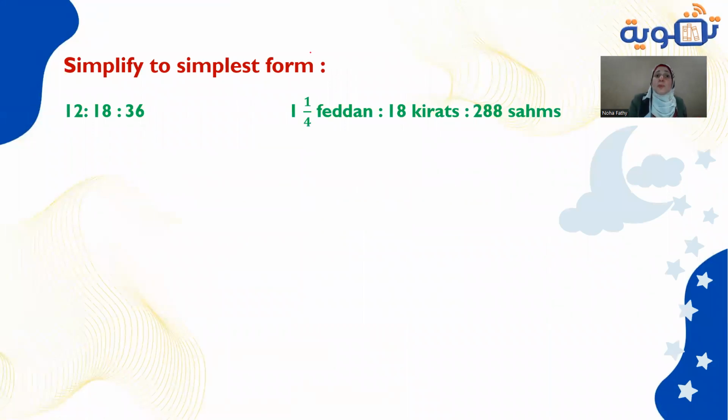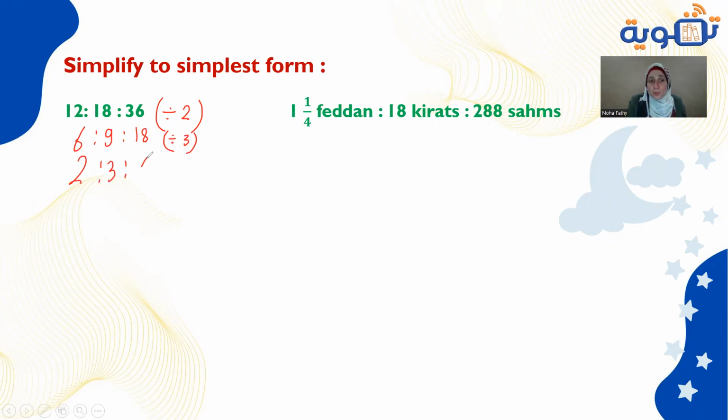Simplify to simplest form. If you have 3 numbers, what should I do? I will simplify normally like 2 numbers. Divide by 2 equals 6, to 9, to 18. Then divide again by 3 equals 2, to 3, to 6.